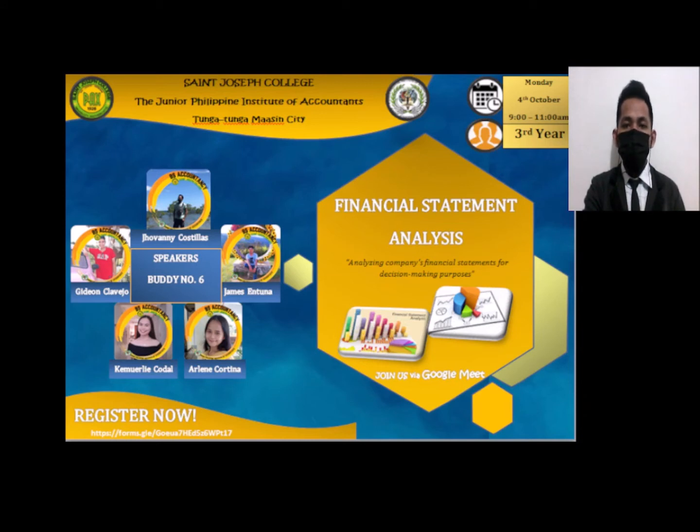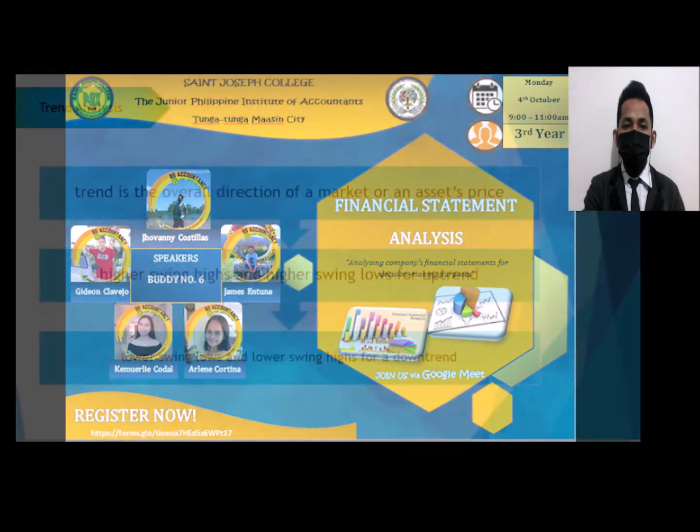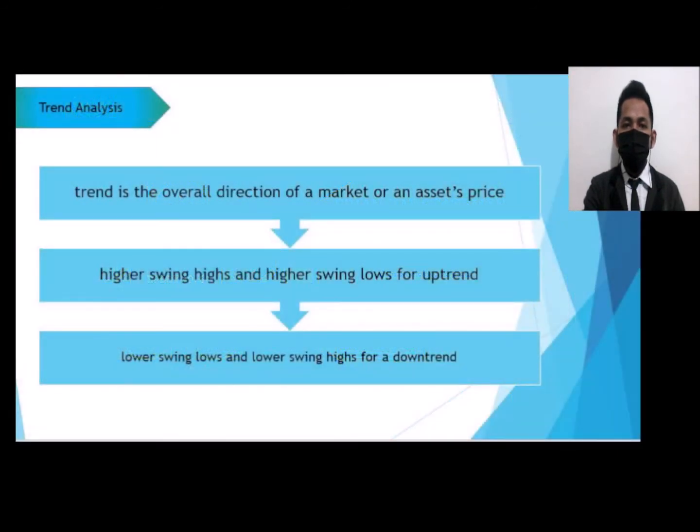Hi everyone, my name is Giovanni B. Costillas and I am going to present the trend analysis. So when we say trend analysis, first, a trend is the overall direction of a market or an asset price.